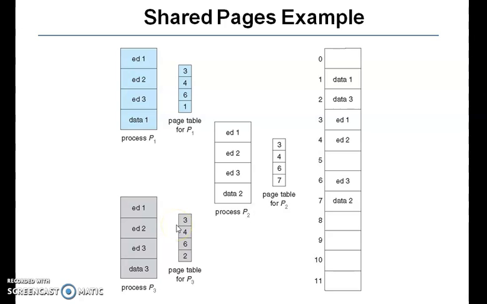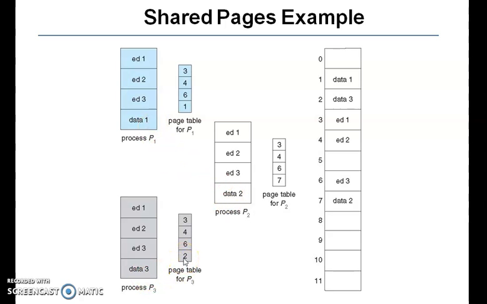This diagram shows shared pages. In this diagram, we have 3 processes: process P1, process P2, and process P3. Each process requires an editor, which requires a total of 3 pages, ed1, ed2, and ed3. Similarly, process P2 also requires the editor, and process P3 also requires the editor. But the data is different here: data 1, data 2, and data 3.